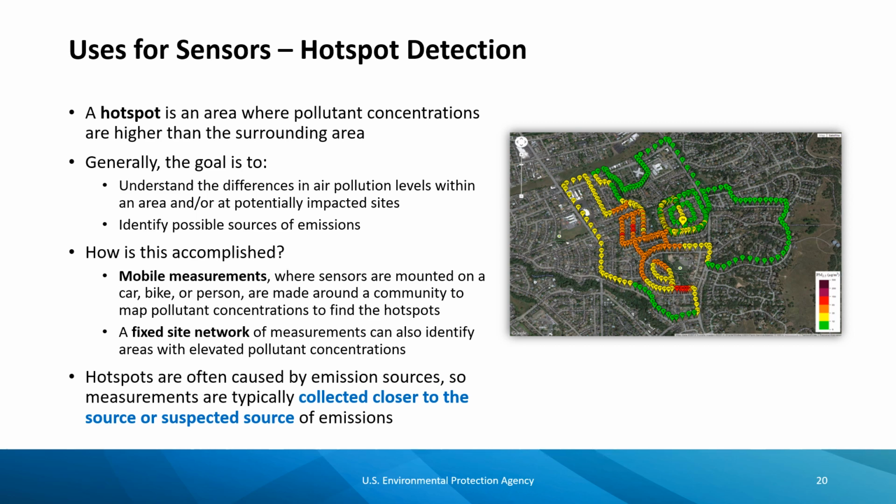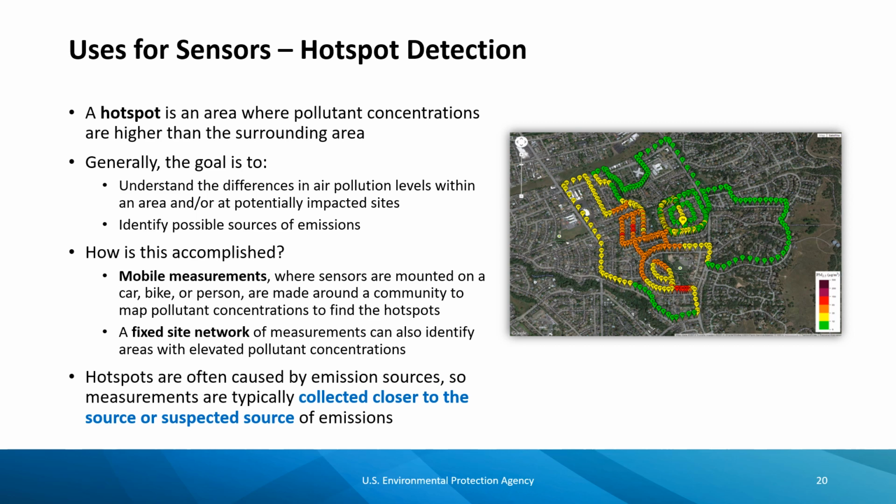Hotspot detection is usually conducted using mobile measurements or a fixed site network. For mobile measurements, sensors are mounted on a car, bike, or person, and measurements are collected to map pollutant concentrations and find hotspots in a community. The figure on the right shows an example of mobile measurements collected by sensors on a vehicle.